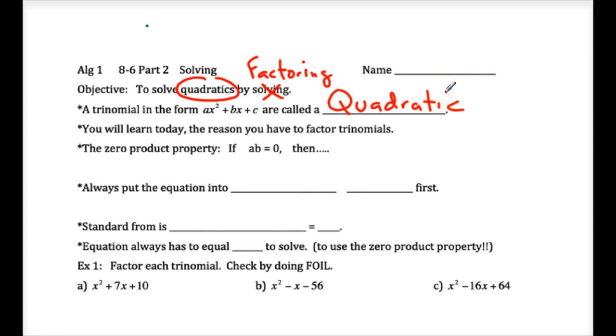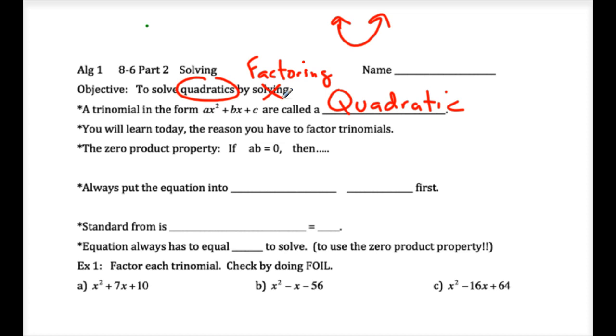Do you guys remember what a quadratic graphs? A parabola. What kind of shape is it? A U. The technical name is called a parabola. If x is not squared, that's linear, and that graph's a nice line. All of a sudden we start squaring x, we get a U shape, and it's called a parabola.